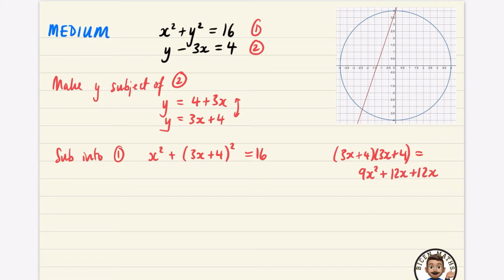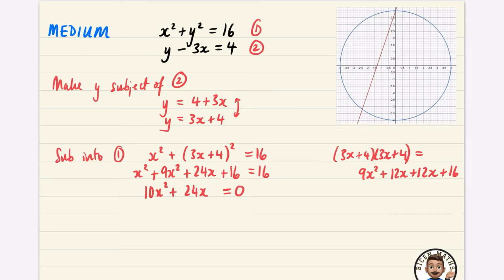You get another 12x, and then at the end you get a 16. I'd like you to aim, though, to try and do this in your head. So that is x squared plus 9x squared. The 12x and the 12x is 24x. And you have the 16, and you have the 16 there as well. So this is going to be quite a nice equation to solve, because when we subtract the 16 from both sides to try and make it equal 0, we have 10x squared plus 24x, and then the 16 subtracts and we just get that it's equal to 0.